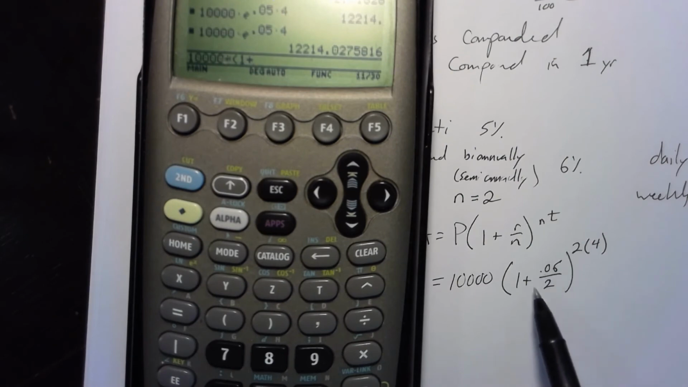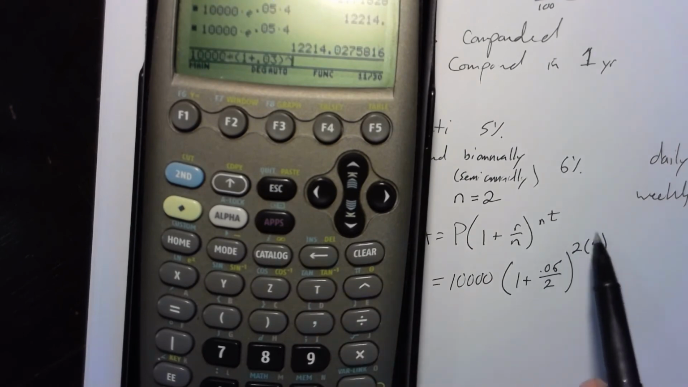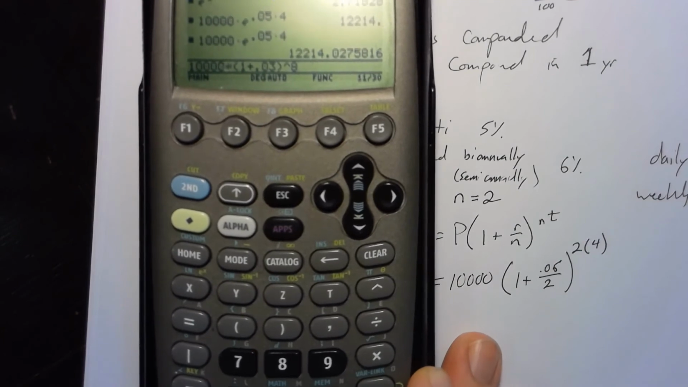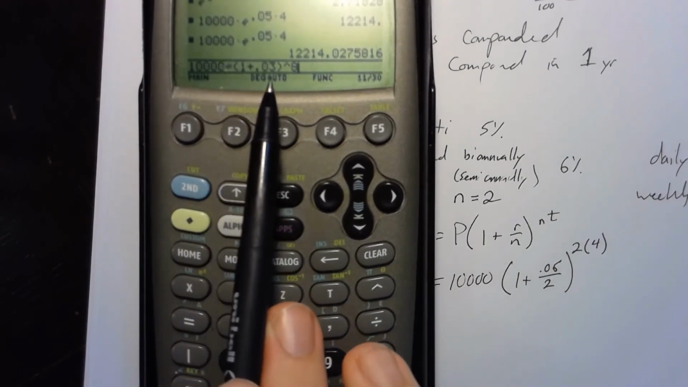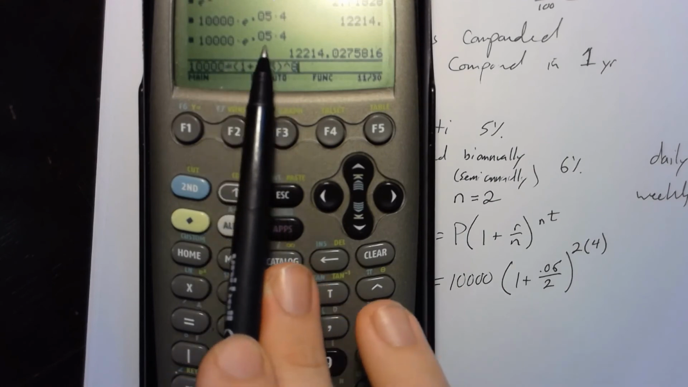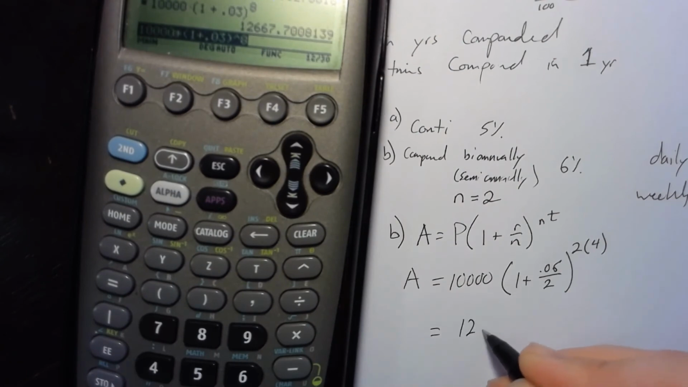Now, it might be better if we take these numbers here and simplify them down first. For instance, 0.06 divided by 2 is really just 0.03. So I might just do that 0.03 instead, and then take it to the power of, and rather than doing 2 times 4 in the exponent, why don't I just use 8 there. There's nothing wrong with that. It's all the same stuff. Making sure that the parentheses encompass the 1 plus the 0.03, and that the parentheses encompassing that are all to the power of 8. When I hit enter, I'm going to get approximately $12,667.70 when all's said and done.